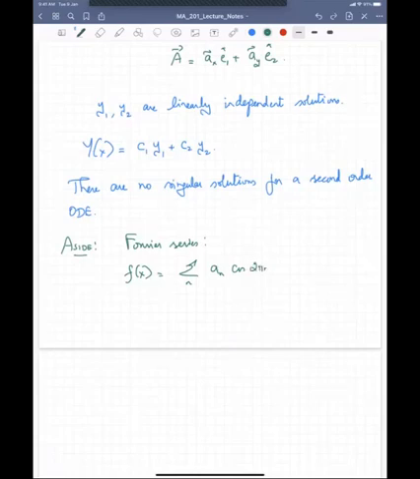Cosine 2 pi nx plus bn sine 2 pi nx, or pi nx, one of those two. Since I'm including only integers, maybe I can just write pi nx, or equivalently, instead of cosine and sine, I can also use the exponential notation. So what are these an's and bn's? Well, there is a way for you to determine what the an's and bn's are, right?